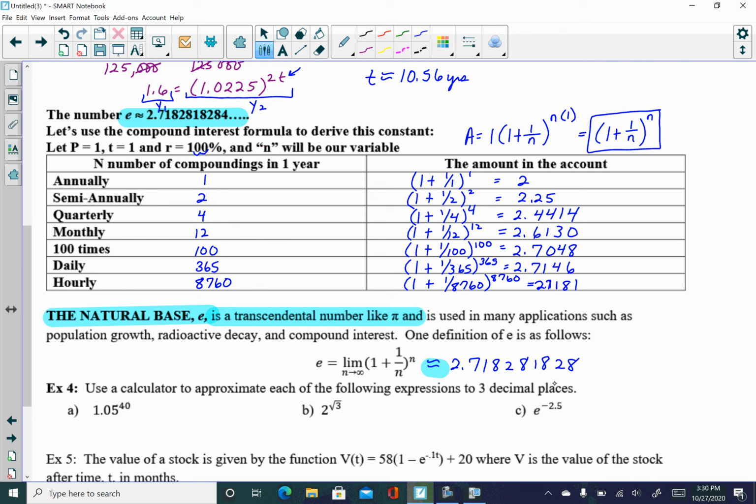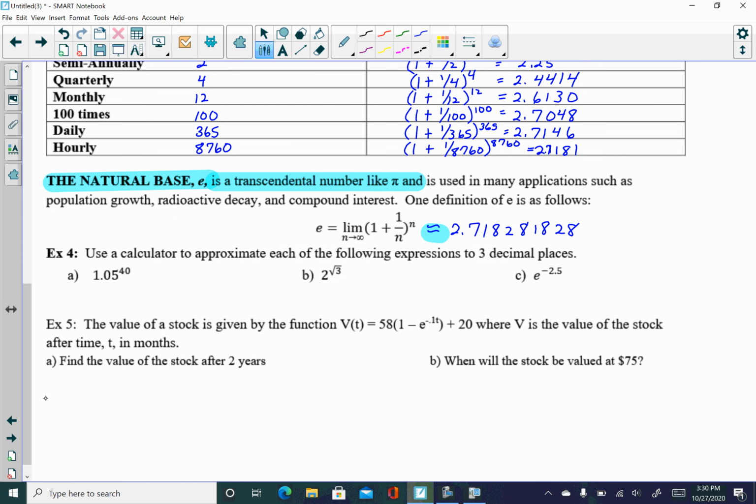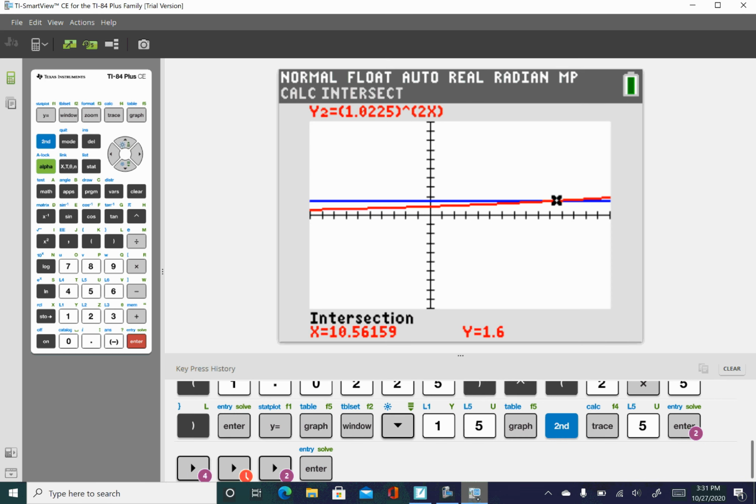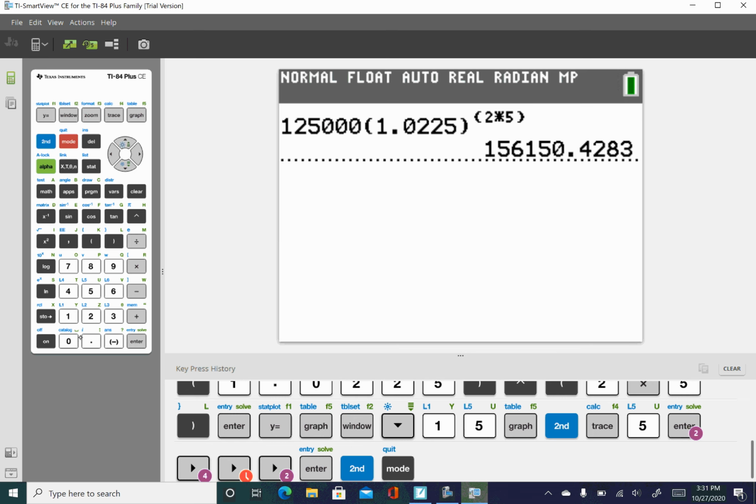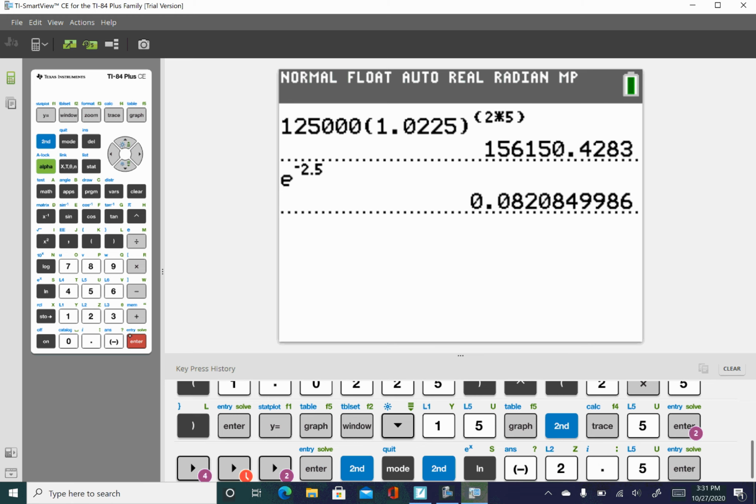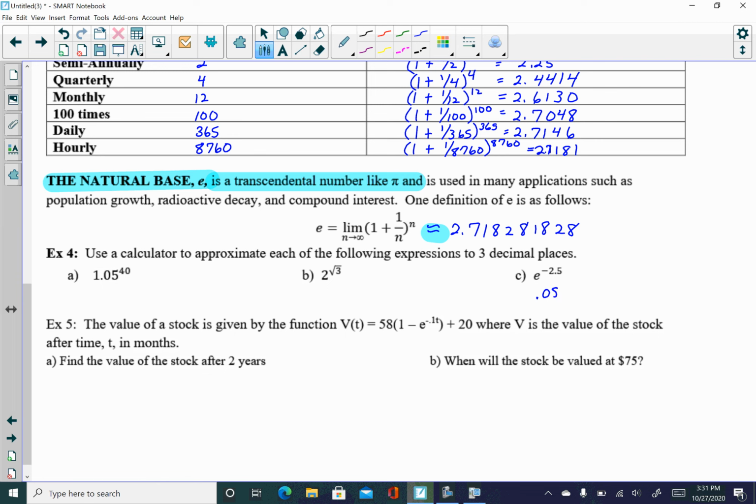In example 4, I'm just having you practice with your calculator to make sure that you know how to put these values in your calculator. I will make sure that everybody knows where e is in the calculator. So let me pull up my calculator. To find your e, you're going to hit second ln. That's the ln, your natural log. It's 2 above on. Okay, and then I'm going to type in my negative 2.5 and hit enter. I've got you rounded to 3 decimal places, so we'd say here 0.082. That would be our answer there, 0.082.